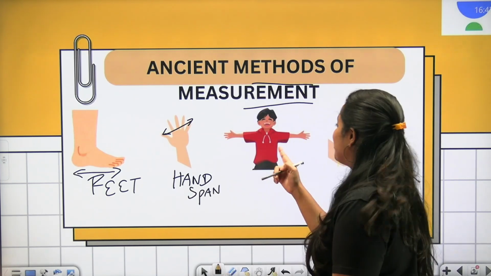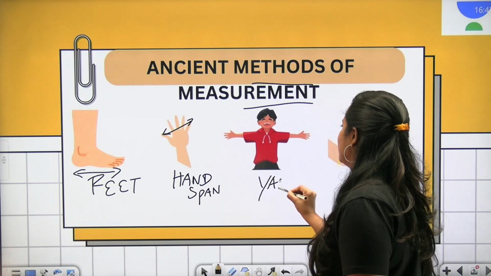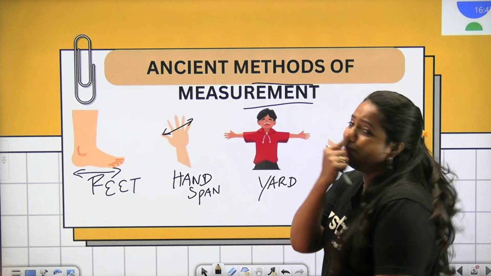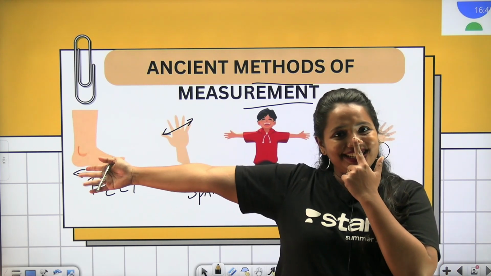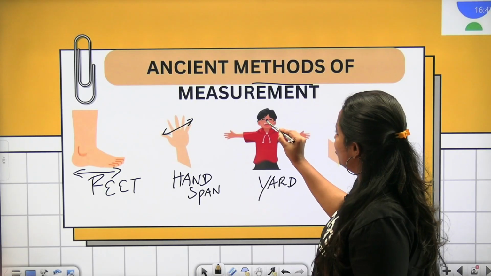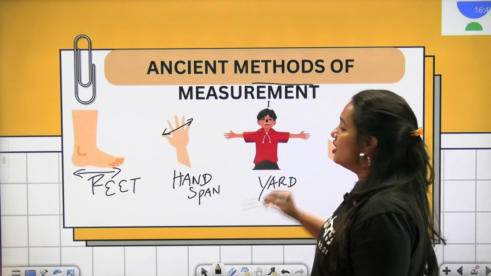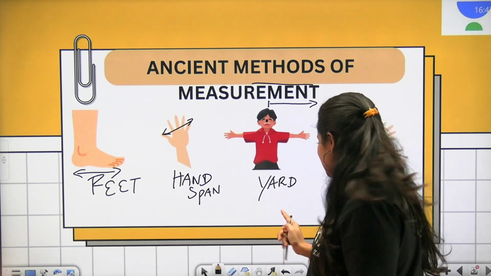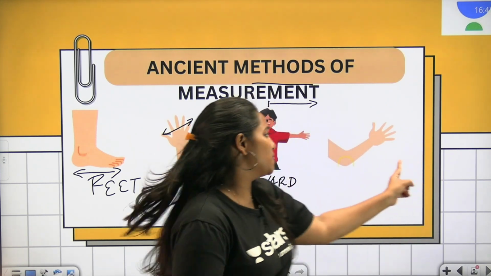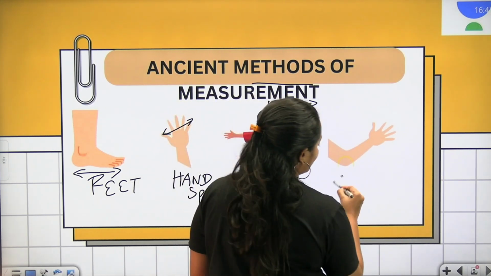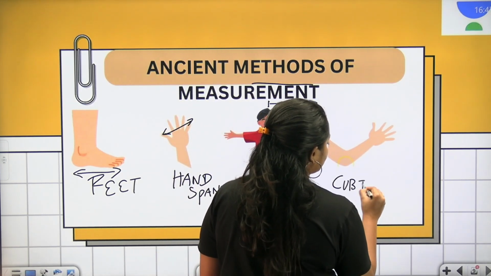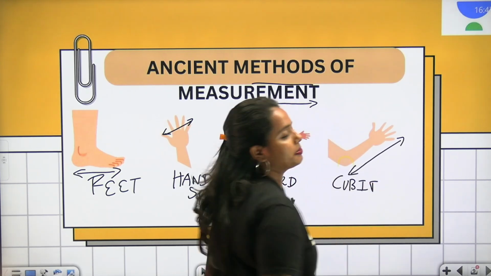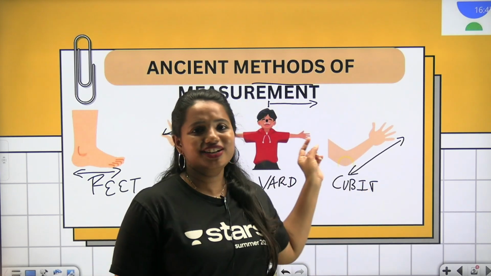And now we are going to learn about yard. For that you need to measure from the nose to your extended fingertip. This is his nose. I'm going to make a small point here. From here to this end point can be called a yard. And what about the last one? This is nothing but cubit. Cubit can be measured from the elbow to your fingertip. So this is the way that you need to measure cubit.